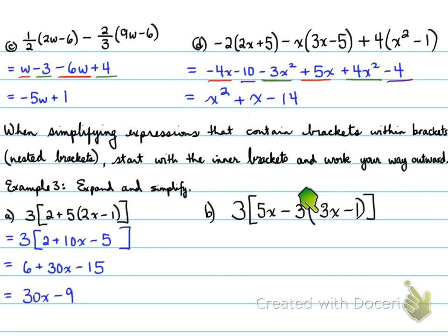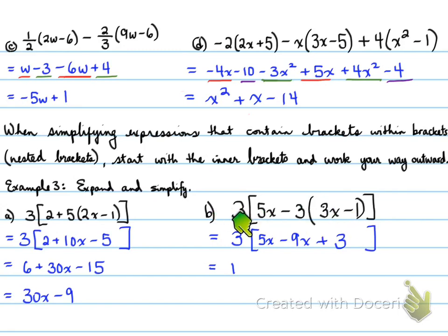The next part, looking at these values right here. So we have a 3 on the outside, square brackets, and within those square brackets, we have another set of brackets. What we need to do is expand these out before we can touch it with the 3 over here. So 3 on the outside, and what we're going to do is we write 5x, and then we minus 3 times 3x, which is minus 9x, and minus 3 times negative 1, which is plus 3. Once we expand that out, we then collect the like terms.